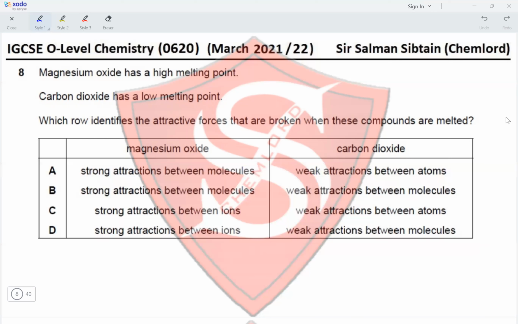So options are: for magnesium oxide, strong attraction between molecules. No, molecules are not present in an ionic compound. Ions are present. So this eliminates options A and B. Next, strong attraction between ions. Yes, this statement is correct. Now for carbon dioxide, weak attraction between atoms. No, carbon dioxide is made up of an atom of carbon and two atoms of oxygen covalently bonded together, forming a molecule. So it would be weak attraction between molecules, making option D the correct option for this question.